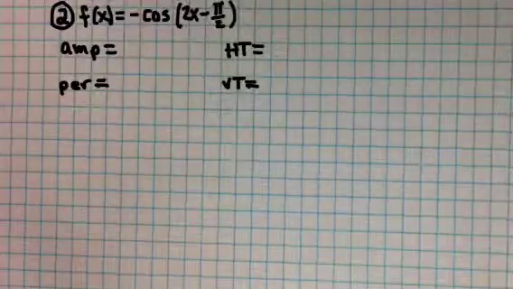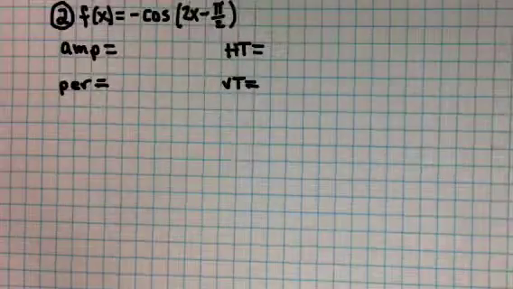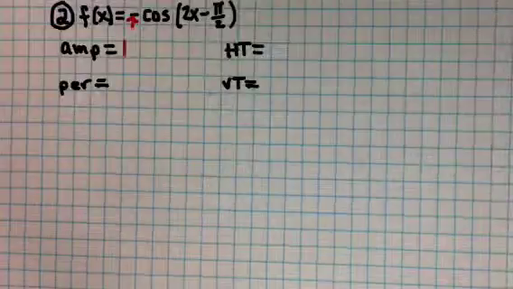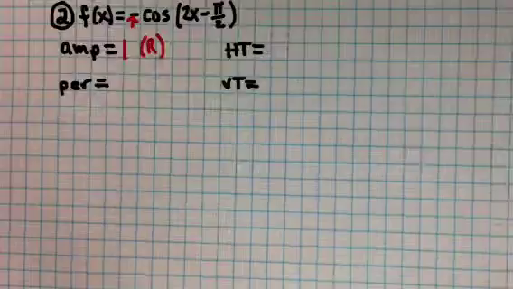So the amplitude for this problem is 1. Now I know there's a negative right here, but all that tells me is that there's going to be a reflection. So the amplitude is 1, and then I'll just put R for reflection to remind me that there's going to be a reflection over the x-axis.